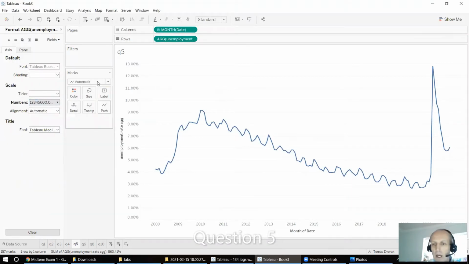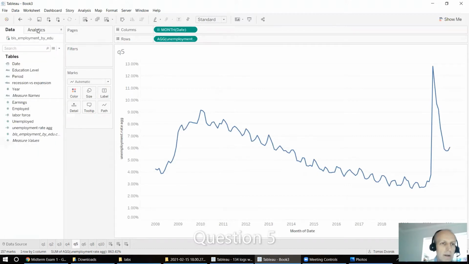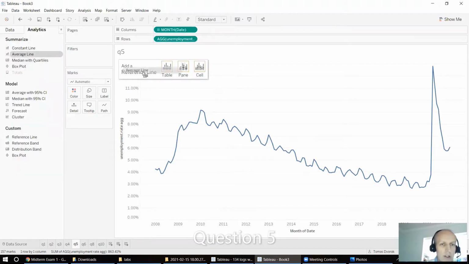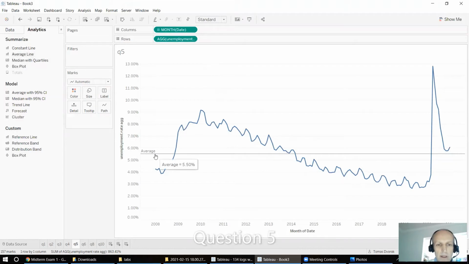Excellent. Let's add a reference line, the average line. You see average monthly unemployment rate 5.5% over this time period. Obviously, we recognize this graph. We had a recession in 2008, 2009, and we have a COVID hit in April 2020.